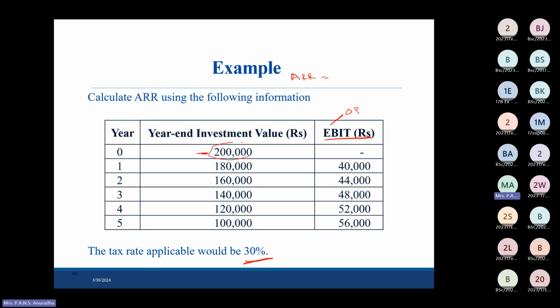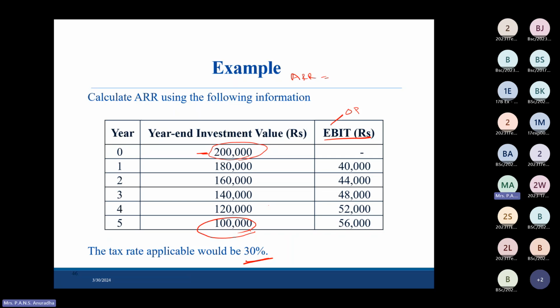Initial year investment 200,000 plus end of the period investment 100,000, divide by 2, because these investments are there for each year in the period, the project lifetime. So therefore you can take the average like this. In some textbooks they are taking average as total divided by 5.